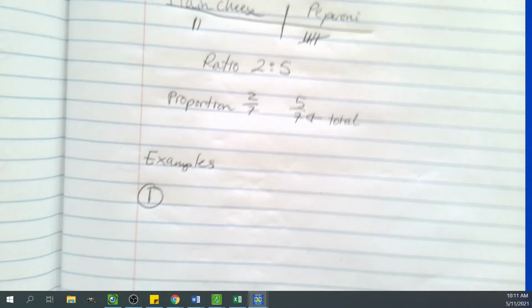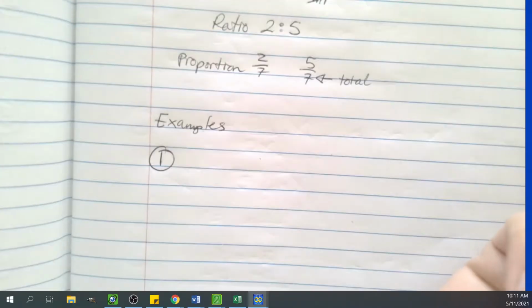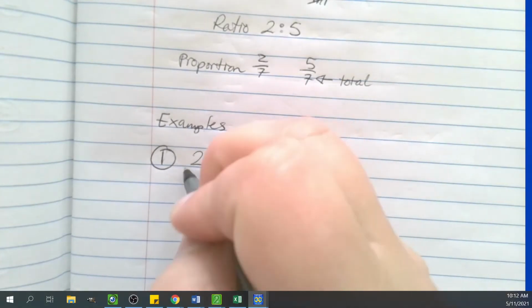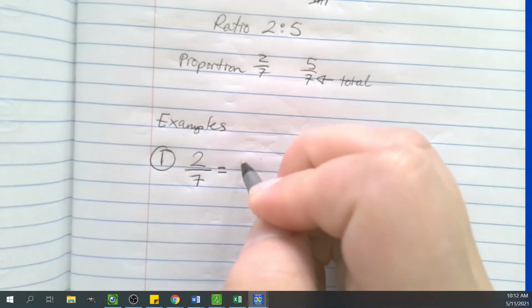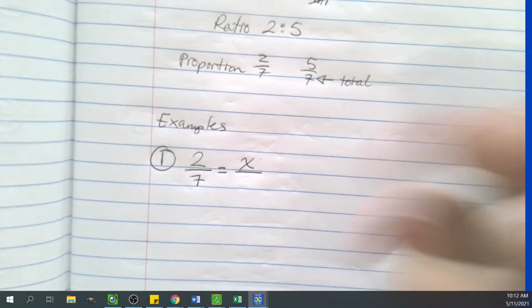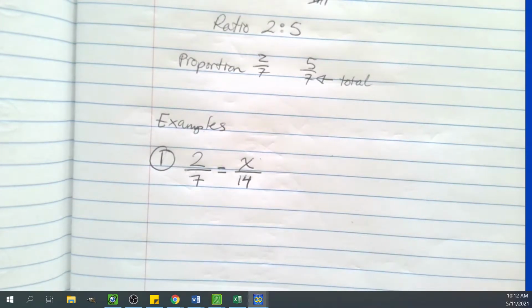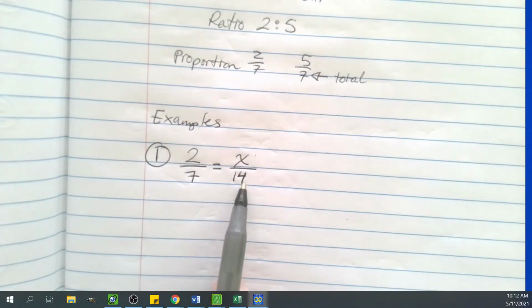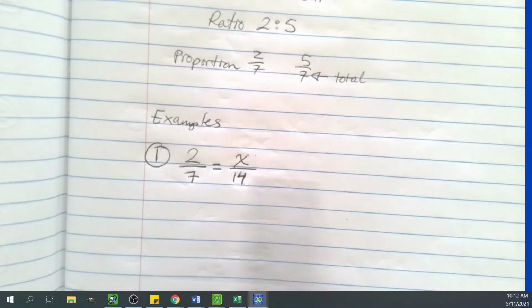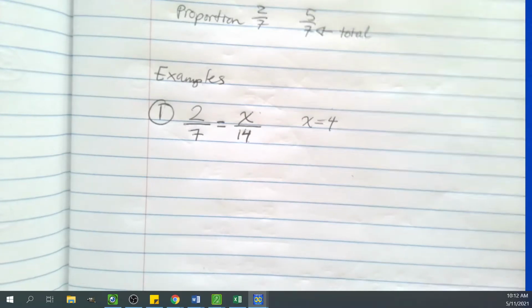Okay, what if we had, pick a small number less than 10. 2 out of, I'm going to say 7, is equal to an unknown amount out of 14. How did you figure that out? See how the 7 is multiplied by 2 to get the 14? So then you just multiply by 2, so you know x is equal to 4.